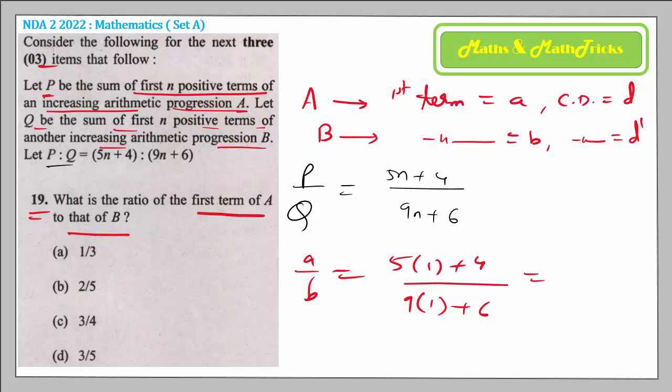Right? So what do you get? 5 plus 4, 9, 9 by 15, which is 3 by 5. So the required ratio of the first term to first term for both the progressions is 3 is to 5. Okay, 3 is to 5. Coming on to the next question.